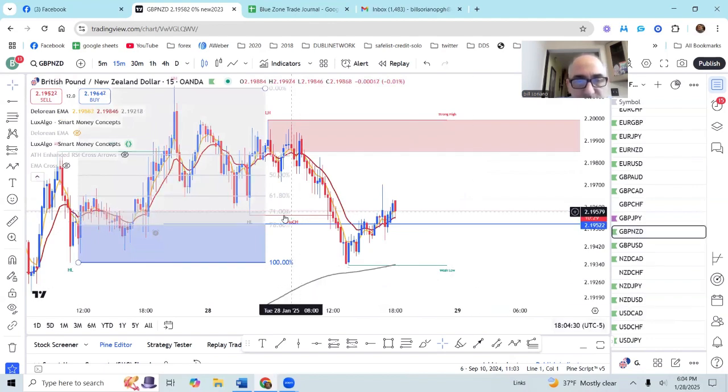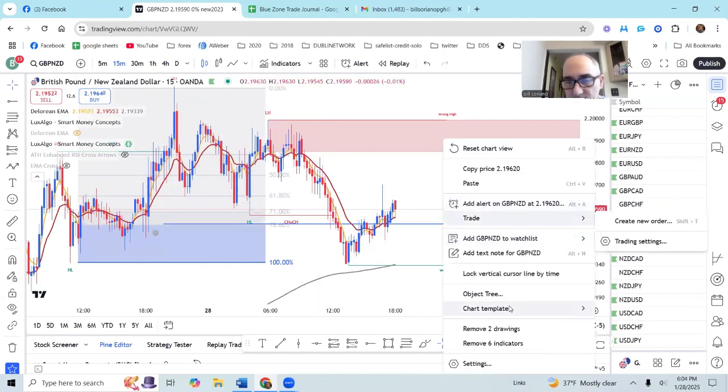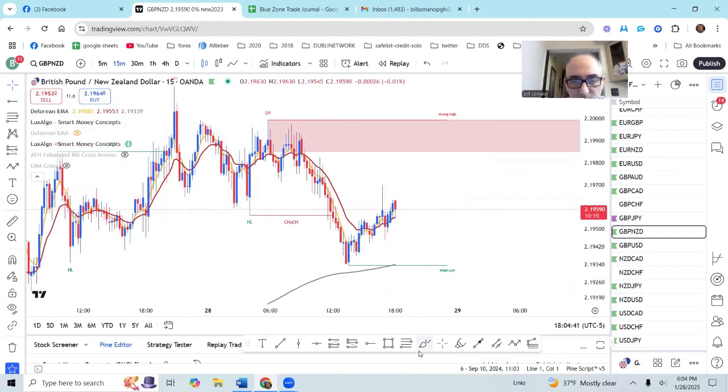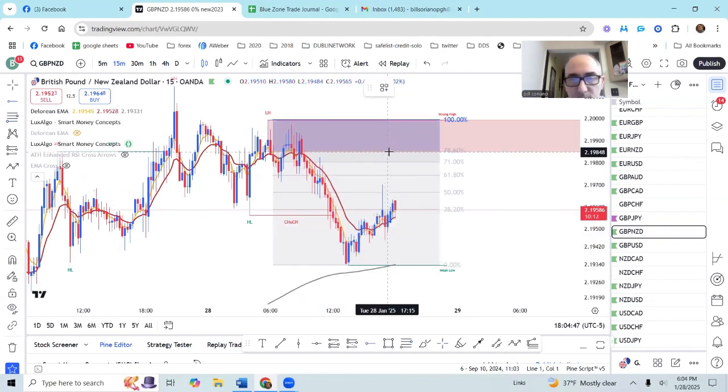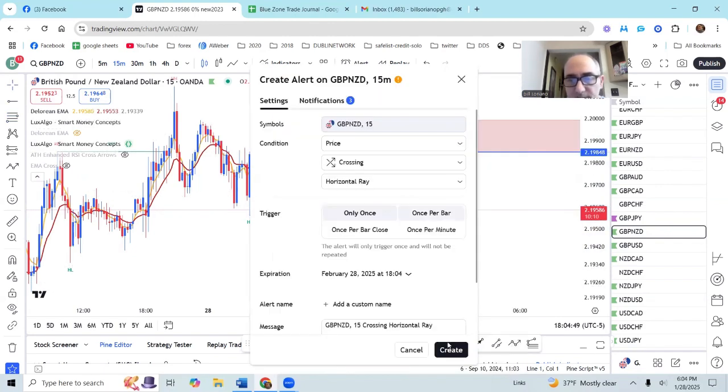GBP, this one gives us a new change of character. It was set up for a possible buy situation here, but then it's kind of flipped on us. So now we're going to look to take this down as we get this change of character here. And we'll look for price to come back to the blue zone right here.